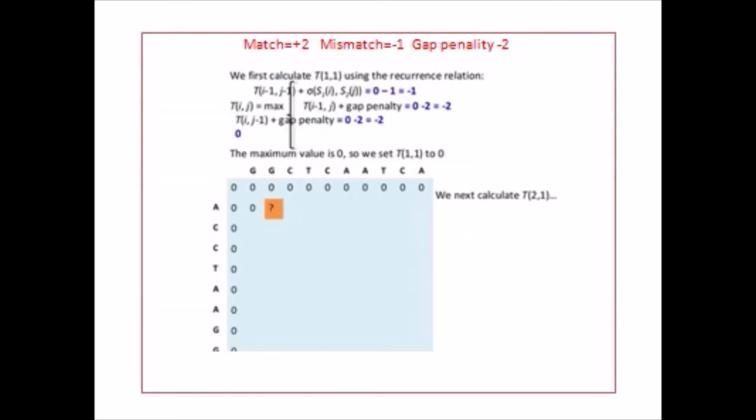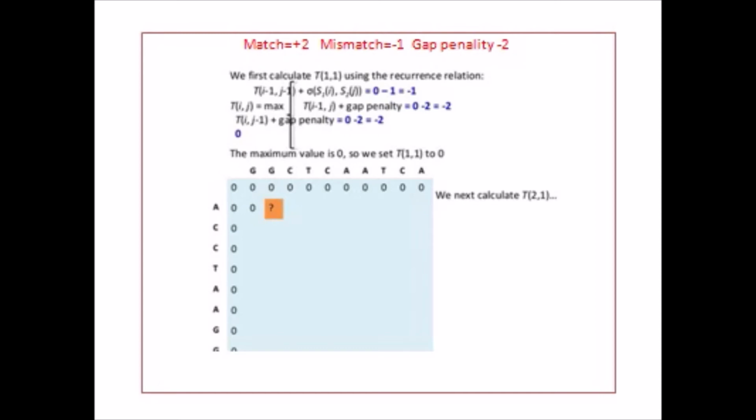As in the case of the Needleman and Wunsch algorithm, in the Smith-Waterman algorithm the match is +2, the mismatch is -1, and the gap penalty is -2. We first calculate T1,1 using the recurrence relation.